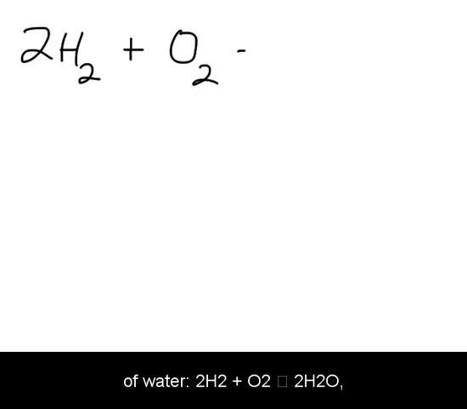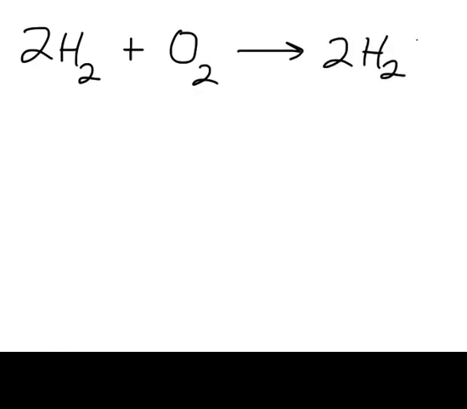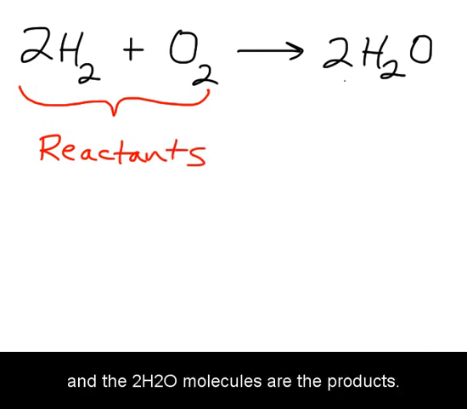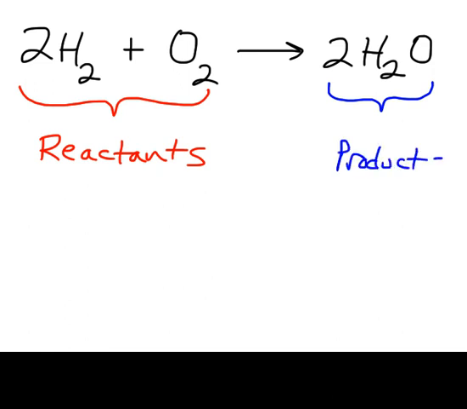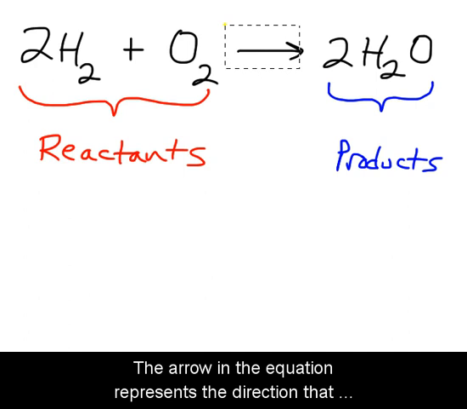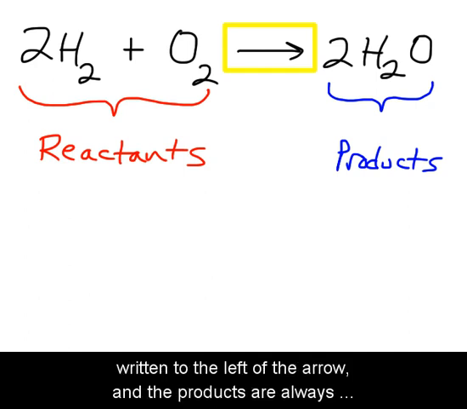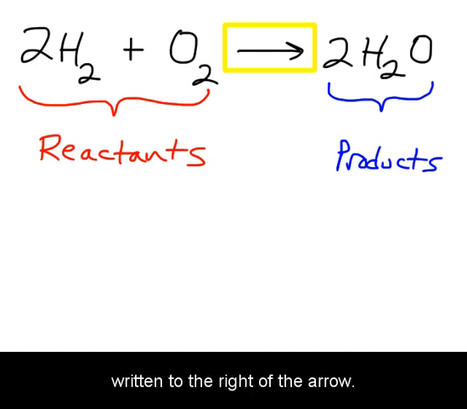In the chemical equation of the reaction for the formation of water, 2 molecules of hydrogen gas plus 1 molecule of oxygen gas forms 2 molecules of water. The 2 hydrogen gas molecules and the oxygen gas molecule are the reactants, and the 2 water molecules are the products. The arrow in the equation represents the direction that the reaction is moving in. The reactants are always written to the left of the arrow, and the products are always written to the right of the arrow.